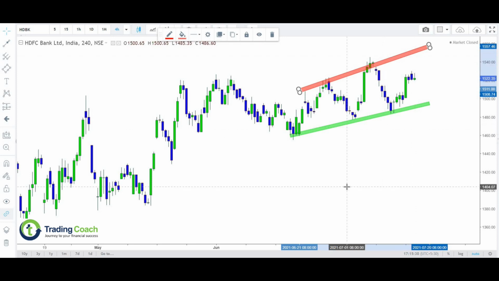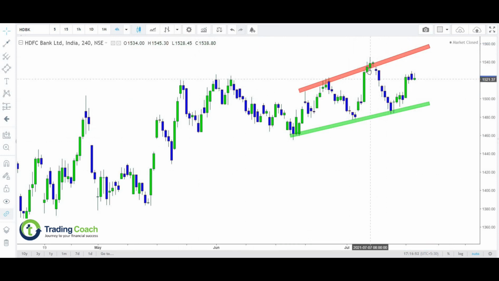Alright, so right now I have drawn this small parallel resistance and a small parallel support. Let us read the price action bar by bar. Alright, let us do that. So let us start from the top over here.